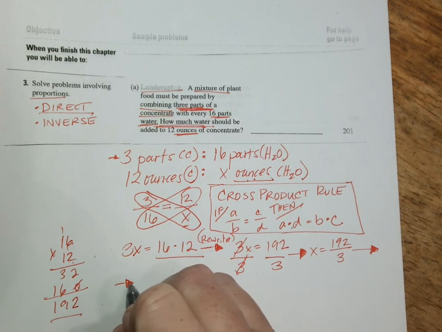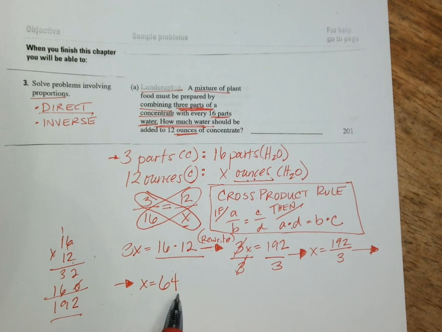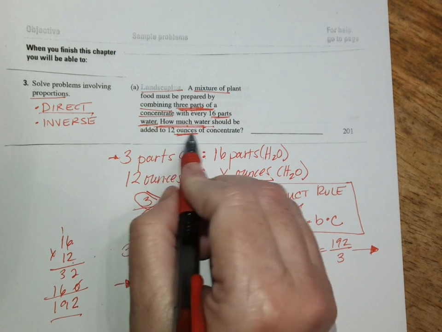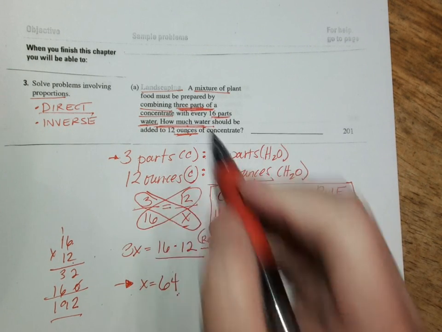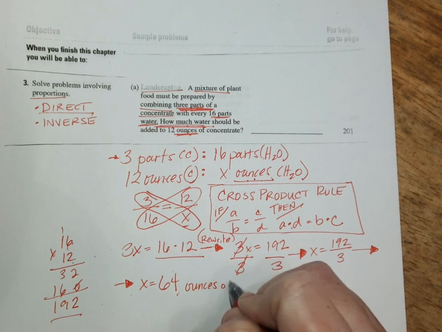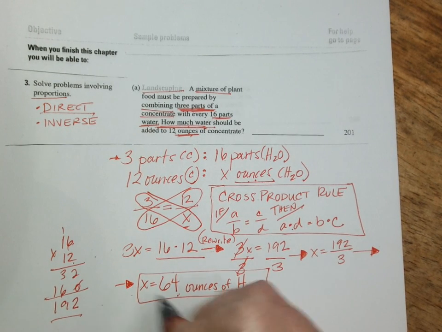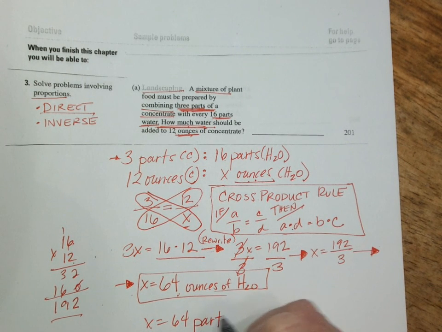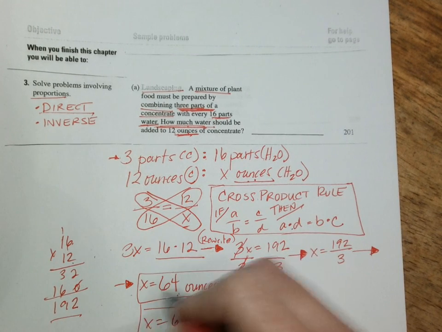So x equals 64. And remember, this is how much water? 64. But we're talking about ounces of concentrate. So for every 12 ounces of concentrate, it's going to be 64 ounces of water. Or, not as correct, but still correct, I could say 64 parts of water. Either would be acceptable. This is the more correct answer.